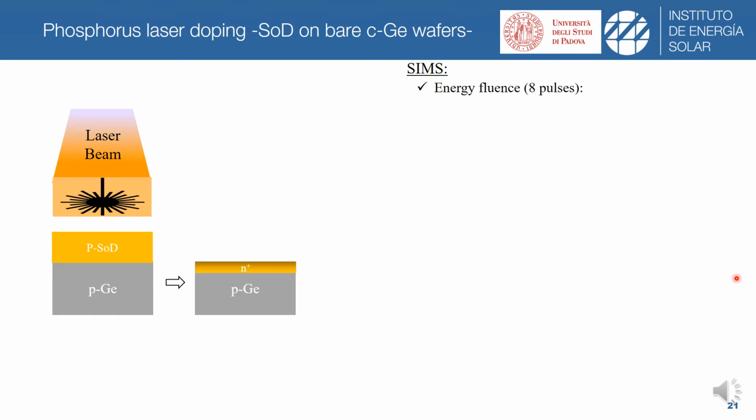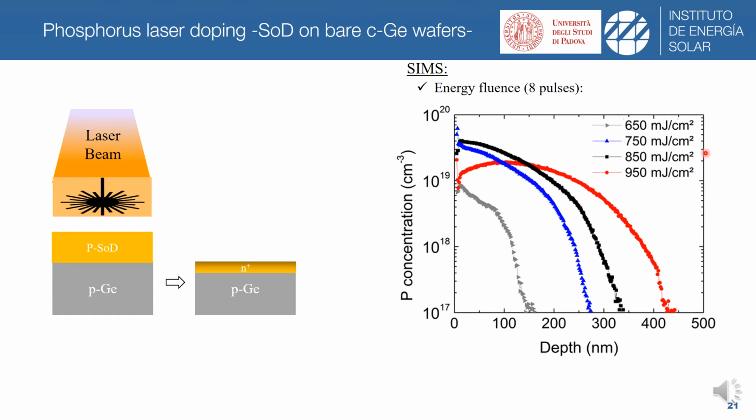So in order to analyze phosphorus introduction into germanium, we have used secondary ion mass spectrometry measurements. And first, we have analyzed the impact of changing the energy fluence for a fixed number of pulses, being the energy fluence the delivered energy normalized by the laser beam area. So as you can see here, where the phosphorus concentration is represented as a function of depth, increasing the energy fluence always results in an increased junction depth, which is a result of the higher melting time and therefore higher melting depth, because of the higher energy density used.